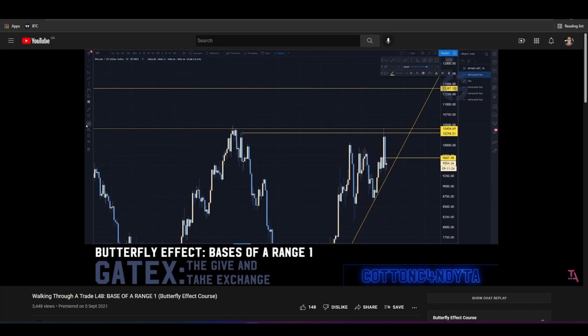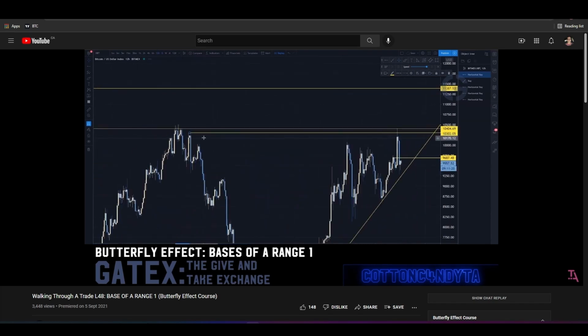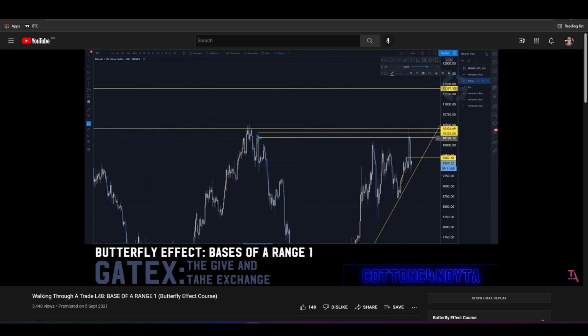So you have this right here, and then you can work down from this. So this is already tested, actually. So it has to be between here and here somewhere. There has to be something in here. Otherwise, it's just gapping up to its next range.